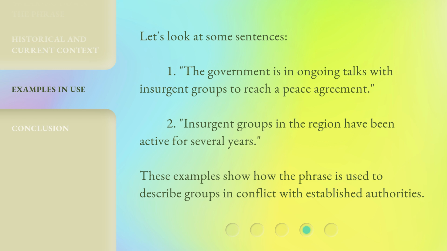Let's look at some sentences. 1. The government is in ongoing talks with insurgent groups to reach a peace agreement. 2. Insurgent groups in the region have been active for several years. These examples show how the phrase is used to describe groups in conflict with established authorities.